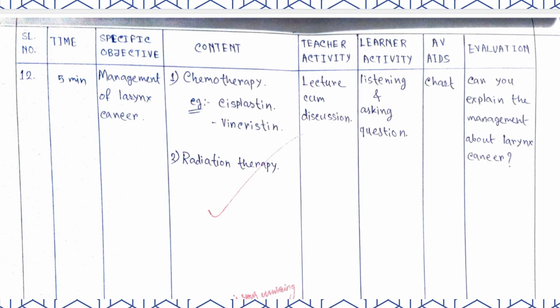Next point is specific objective, point 12: management of larynx cancer. Content: chemotherapy. Under chemotherapy, cisplatin, vincristine, these are the medicine names. And second one is radiation therapy. Then teacher activity, lecture cum discussion, learner activity, listening and asking questions, AV aid, chart. Evaluation: can you explain the management of larynx cancer?